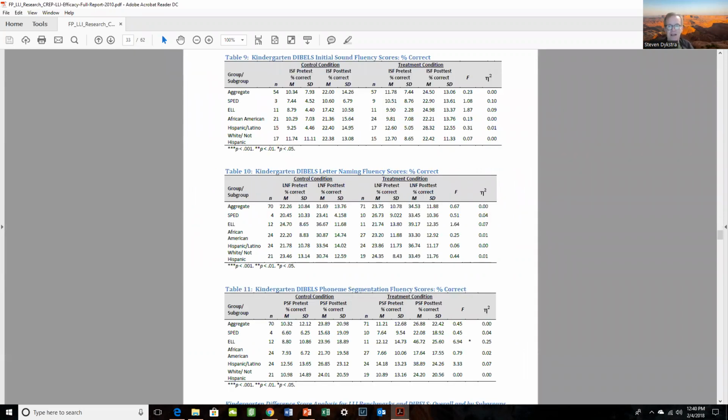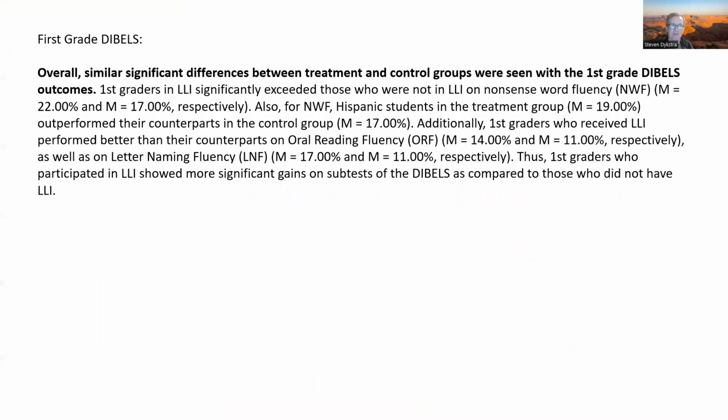Initial sound fluency, that's no better. Letter naming fluency is no better. Phoneme segmentation fluency is no better, except for ELL kids. They're not getting any results. They don't want to talk about it. They don't want to point that out to you, but they're not getting any results.